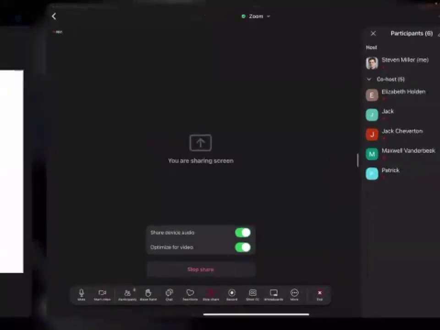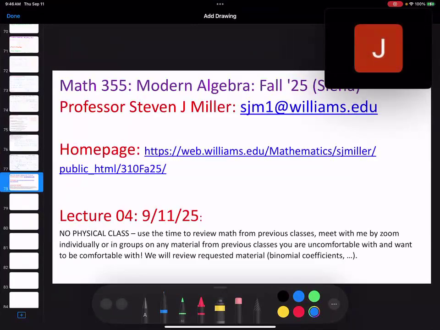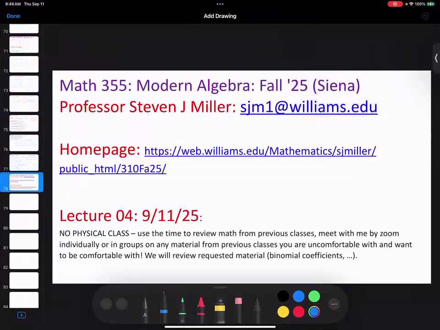So welcome to Math 310 Introduction to Modern Algebra. And what we're going to do today is review some material from previous classes that will be showing up throughout the semester.